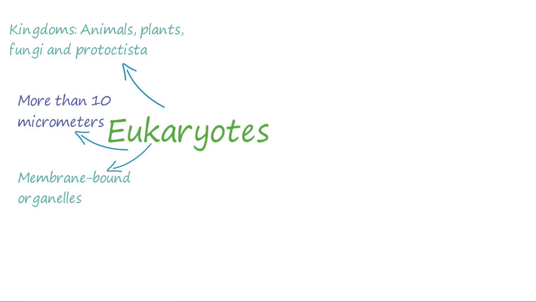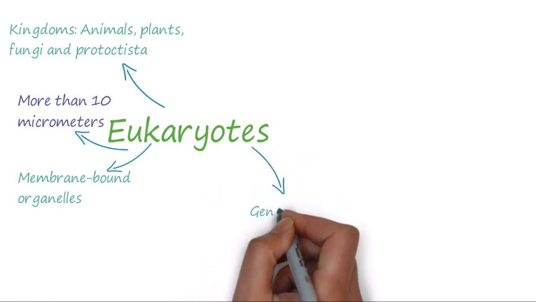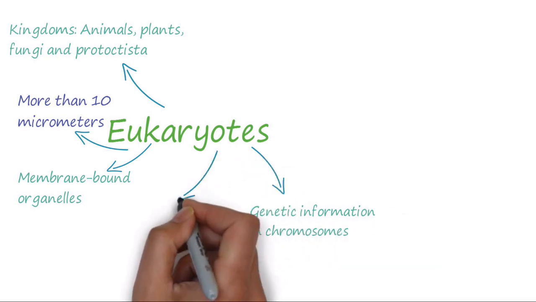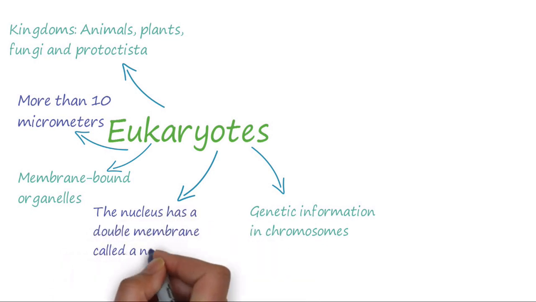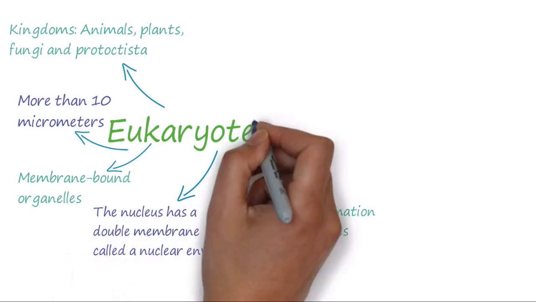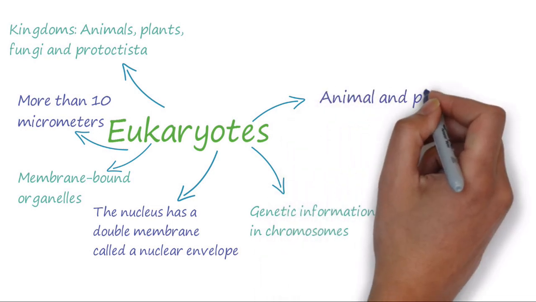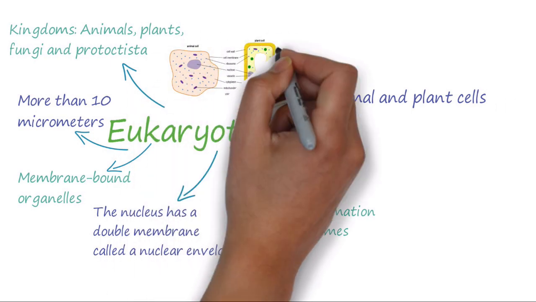They are organisms that contain a membrane-bound nucleus and other membrane-bound organelles. Their genetic material is found in chromosomes within the nucleus, and the nucleus is surrounded by a double membrane called a nuclear envelope, with pores allowing substances to leave the nucleus. Now let's look at two generalised eukaryotic cell structures, those of animal and plant cells.